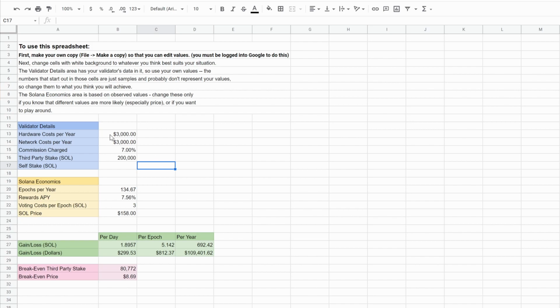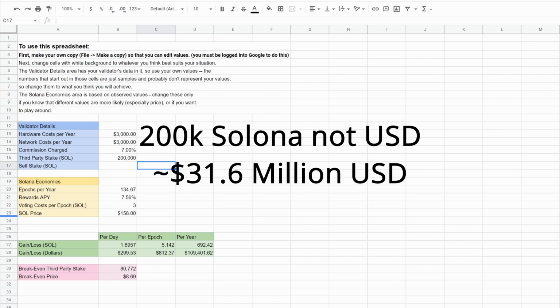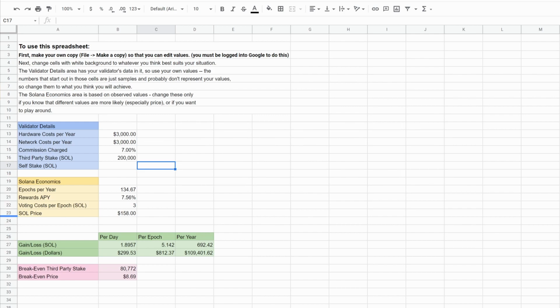So here we have the hardware costs, and this assumes that it costs roughly $3,000 in hardware and $3,000 in network costs per year. It assumes that we are having third-party stake, which means that people give us their Solana and we stake it for them, and we charge a 7% commission on that. This spreadsheet, which I did not originally make and will link down below, originally put in that we have $200,000 of third-party stake. That means Solana that people have given to us to stake for them.